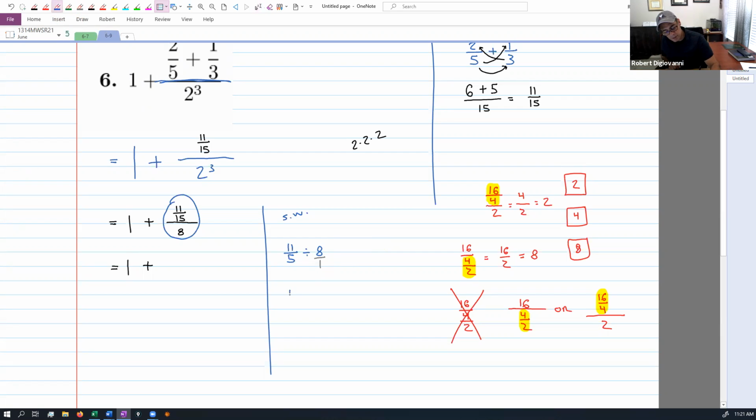So my next line is going to be 11 over 15 times, now that's my keep, dot, and then here comes the flip, 1 over 8. Sorry, everyone, I forgot the 1 on the 5 there. 15. Thank you. And then I multiply straight across. So I'll get 11 over, and then we do 15 times 8, which I'll verify on the calculator, and get 120. And that does not reduce. So here I have 11 over 120.